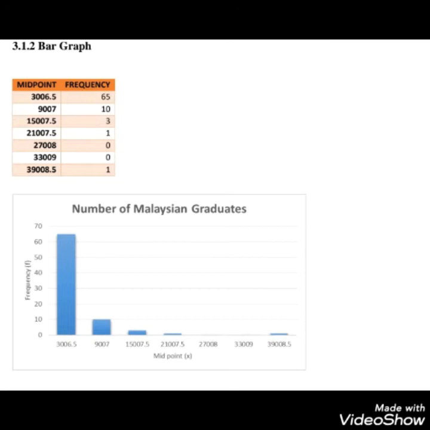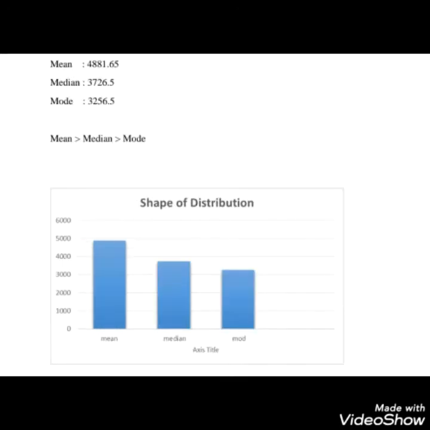Now, I will explain about the graphical method that we use based on our case study. Firstly, the methods that we choose are the frequency polygon and also the bar graph.